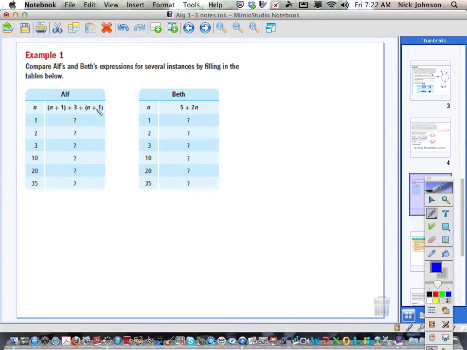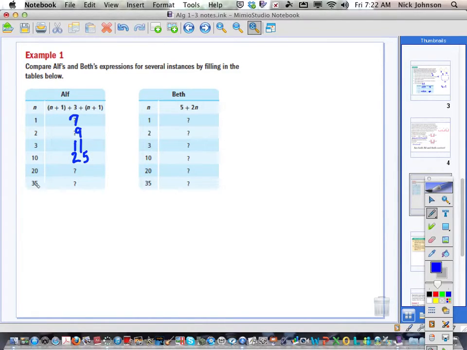So 2 plus 2 is 4, plus 3 is 7. If I put 2 in here, I get out 3, plus 3 is 9. If I put 3 in here, 3 plus 1 is 4, so this is 4, so that's 8, plus 3 is 11. If I put 10 in here, 11 plus 3, 22 plus 3 is 25.